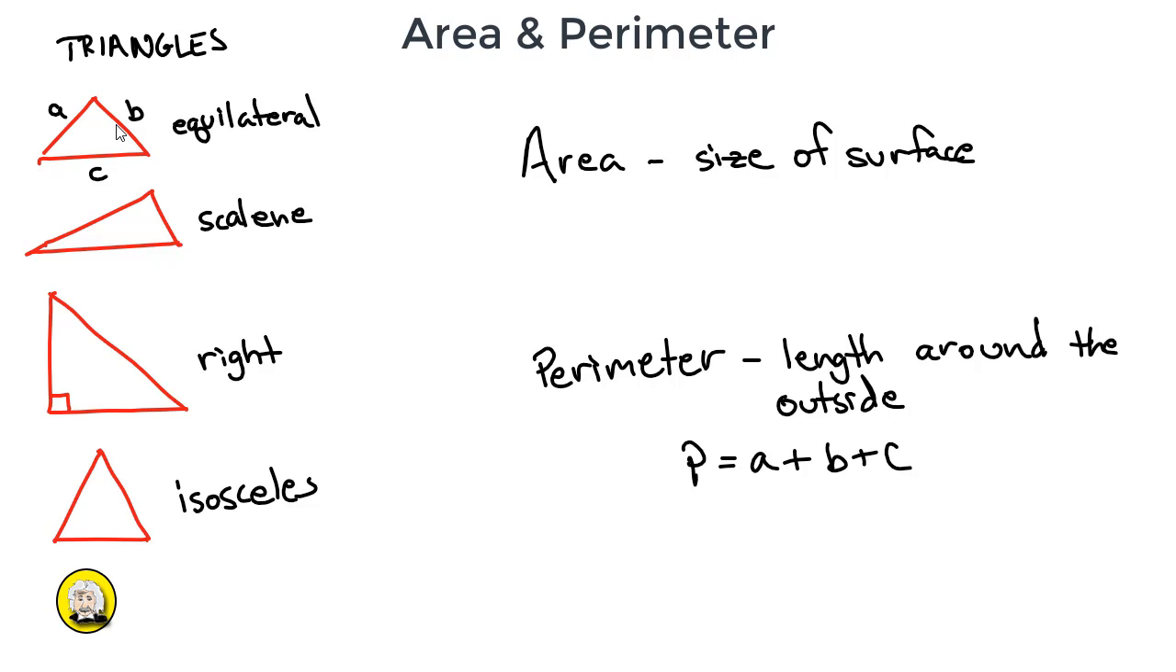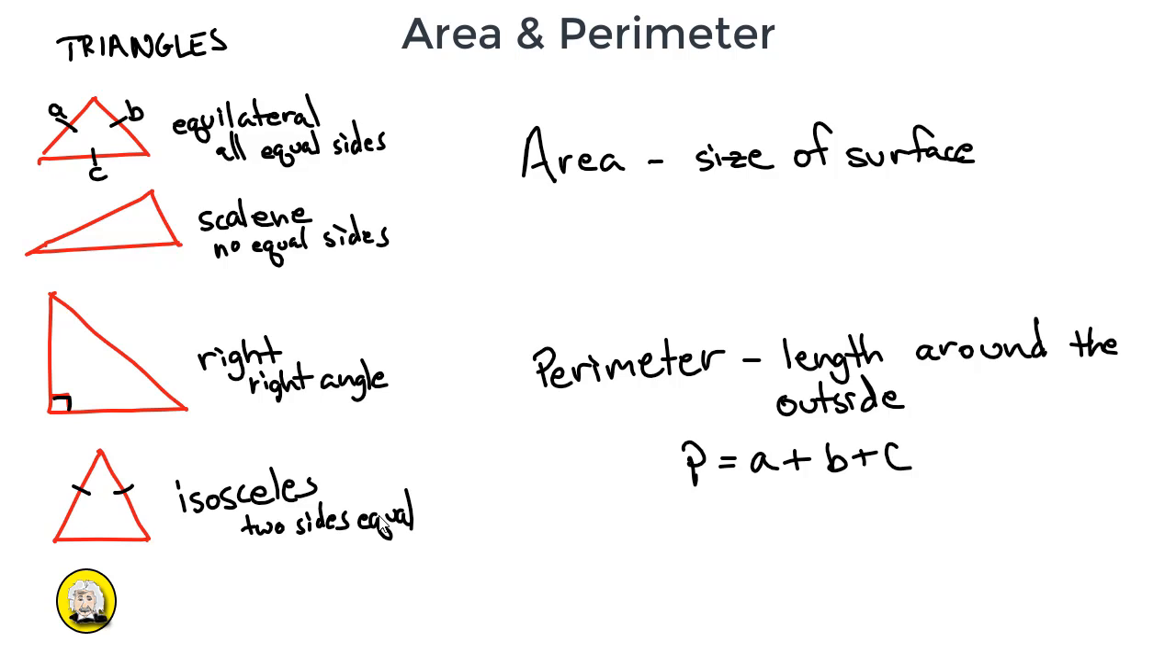Let's take a quick look at the different types of triangles. The first one is equilateral. That means all side lengths are the same, as indicated by the hash marks on each side. The next triangle is the scalene triangle, where none of the sides are equal. The right triangle is indicated by the little square symbol in the corner, and that indicates that it's a 90-degree or right angle in the triangle, thus the name right triangle. An isosceles triangle has two sides only that are congruent, indicated by the hash marks on the two sides.